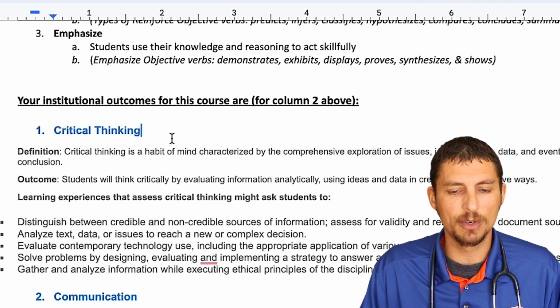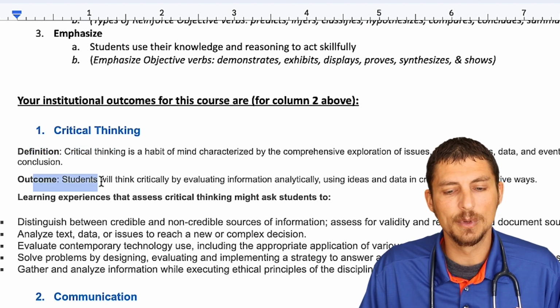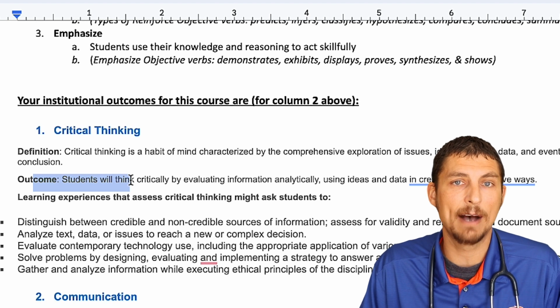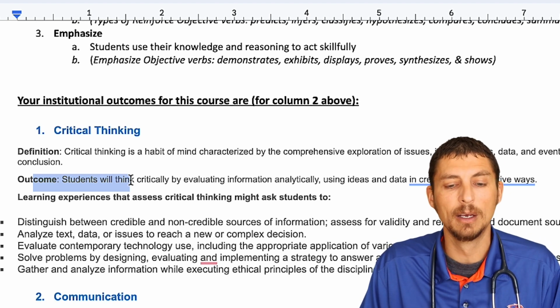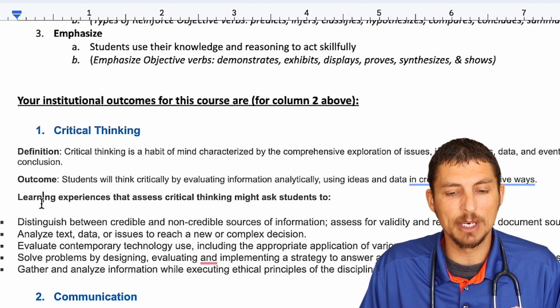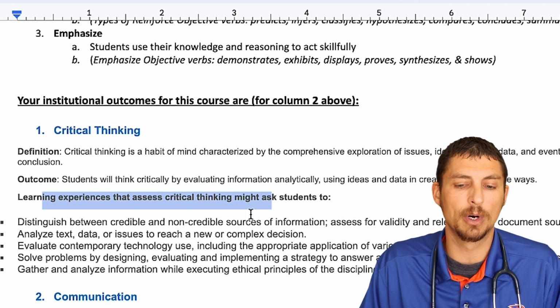And so the first one here is critical thinking, and you can see I've given you a definition for what critical thinking is, some outcomes of what that would look like. What does our student have to have in order to demonstrate that they can fill that definition of critical thinking? And then some examples of learning experiences that we can use to assess their ability to critical think.